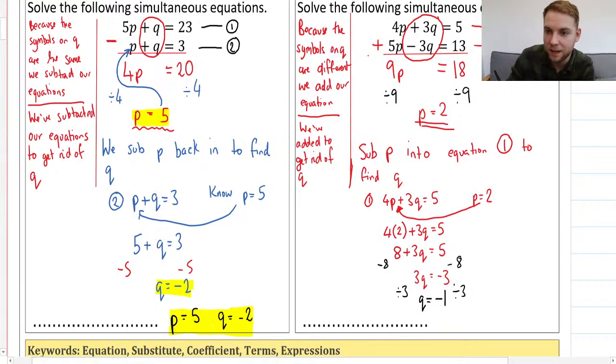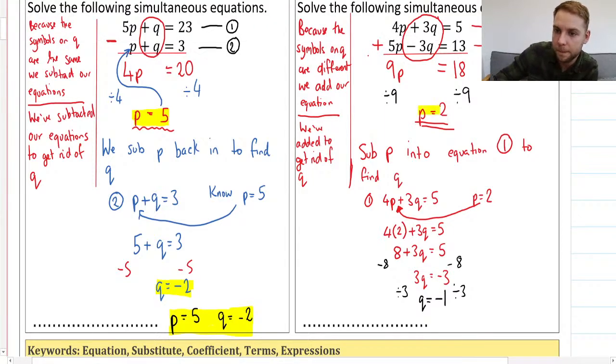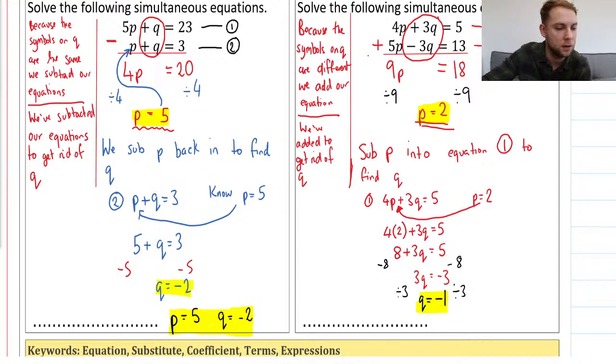And then we've got our two answers, so let's highlight them. P is equal to 2 and Q is equal to negative 1. So I'll give you a second just to get both of those down.